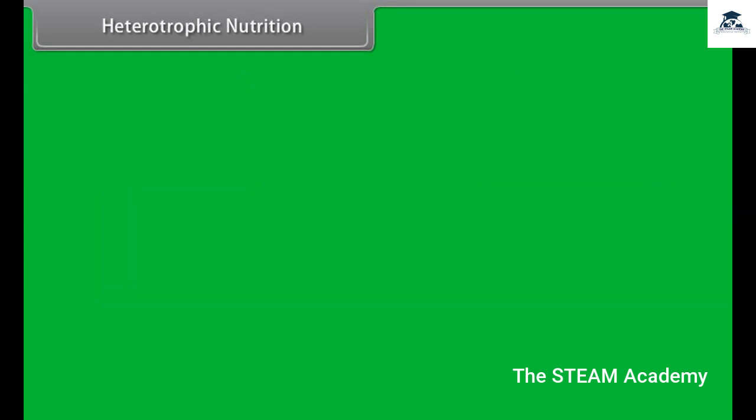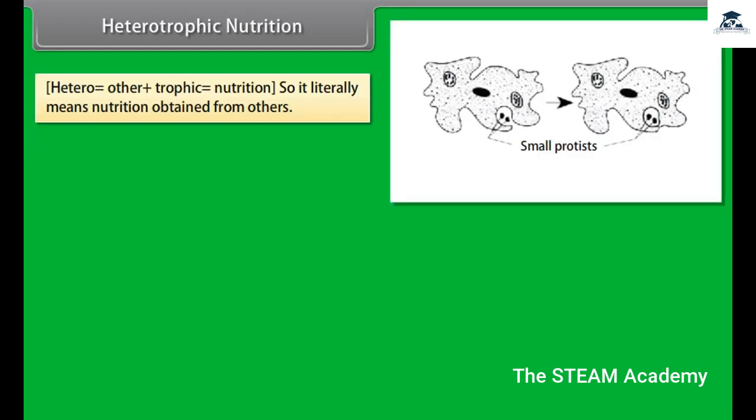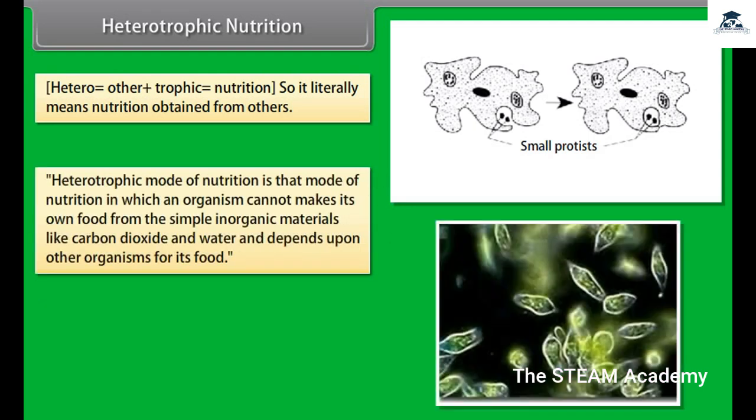Heterotrophic nutrition. Hetero means other, trophic means nutrition. So it literally means nutrition obtained from others. A heterotrophic mode of nutrition is that mode of nutrition in which an organism cannot make its own food from the simple inorganic materials like carbon dioxide and water and depends upon other organisms for its food.